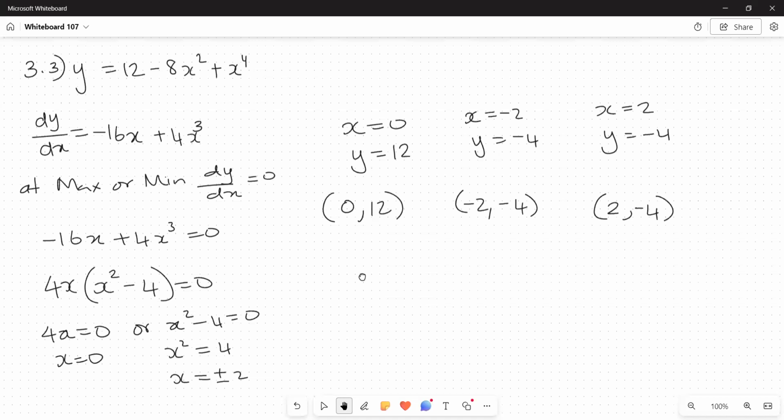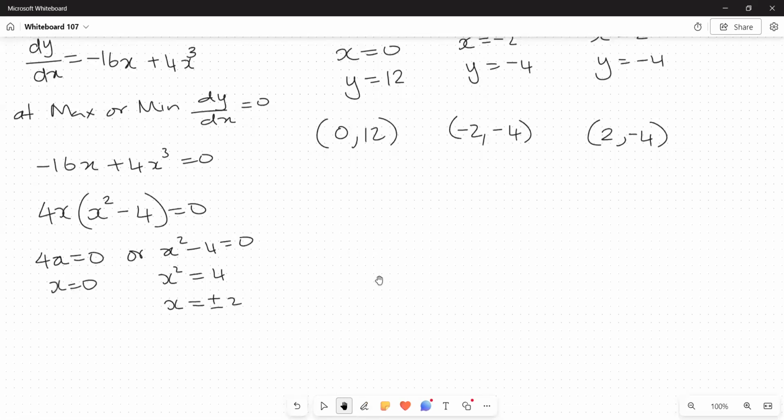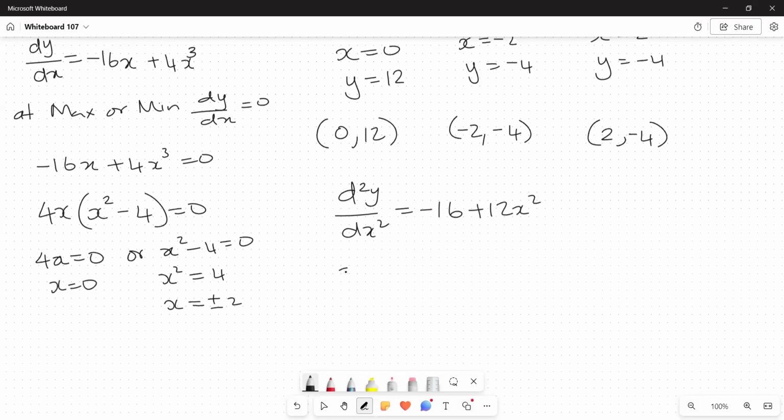Okay, and remember, we're only looking for maximum and minimum. So we find our second derivative. So we differentiate, we get -16 plus 12x squared, and then we substitute x is equal to 0. We get -16. This is less than 0. Okay, so if it's less than 0, this means that (0, 12) is the maximum.